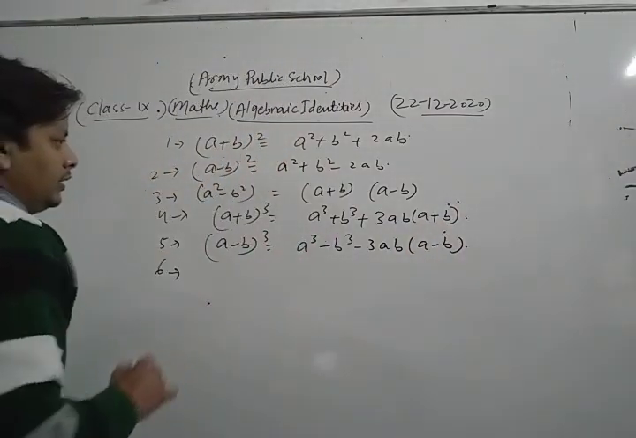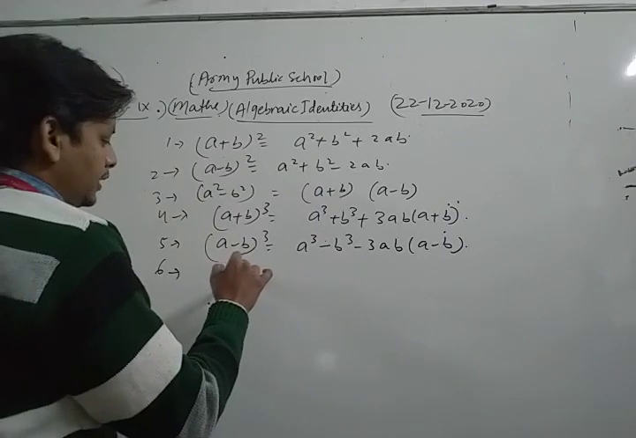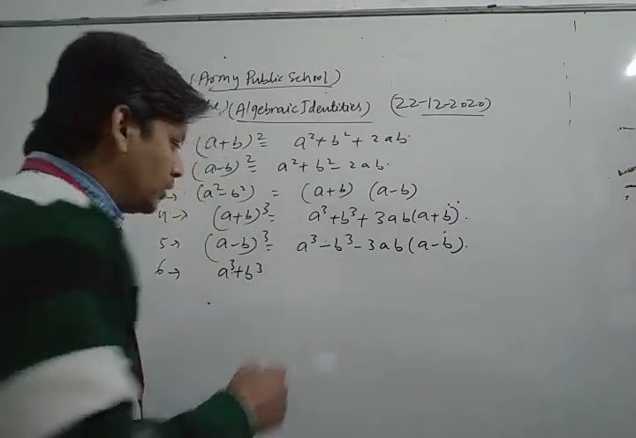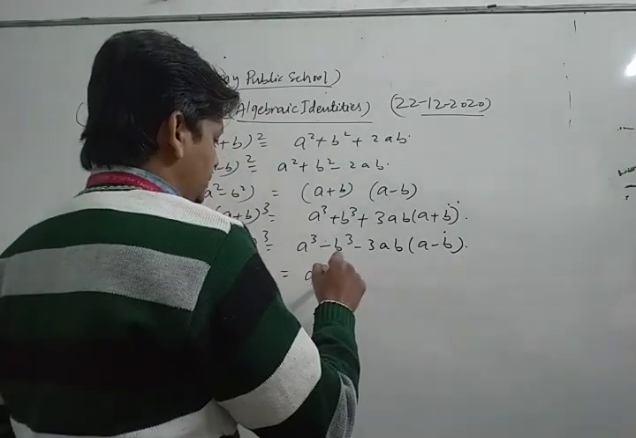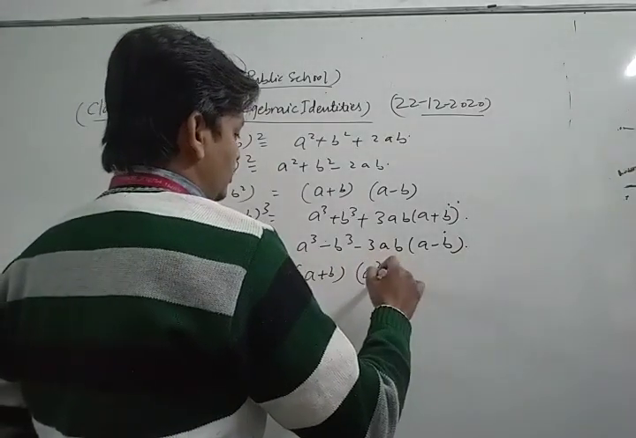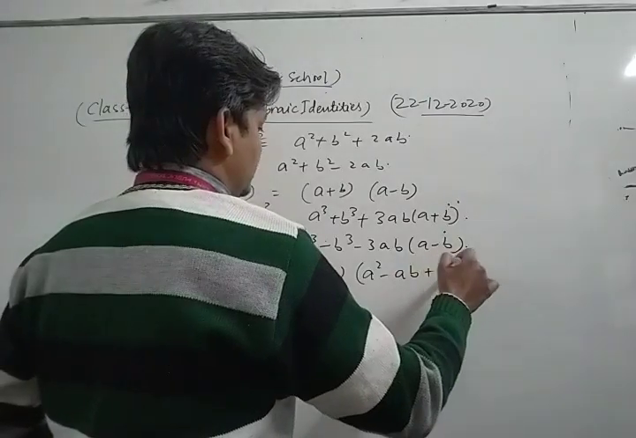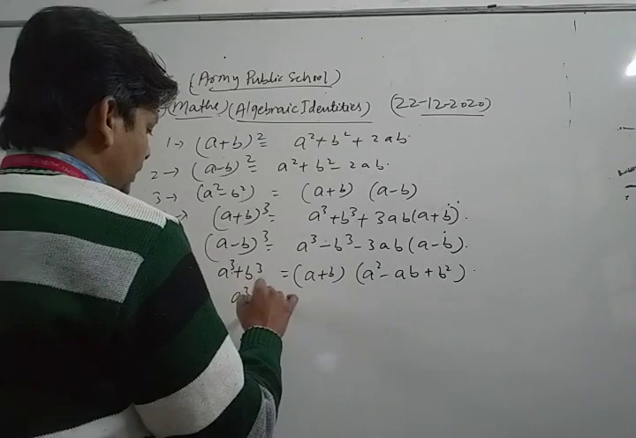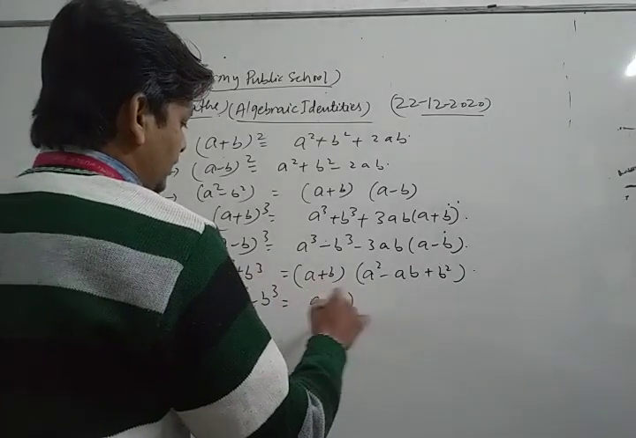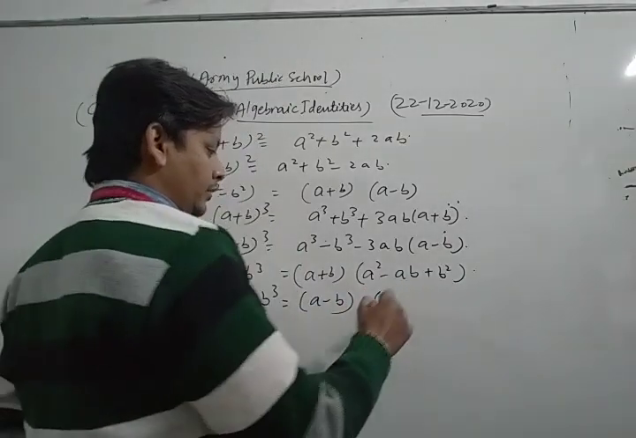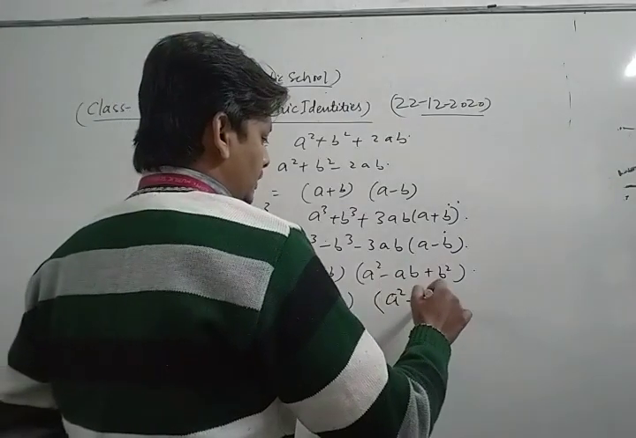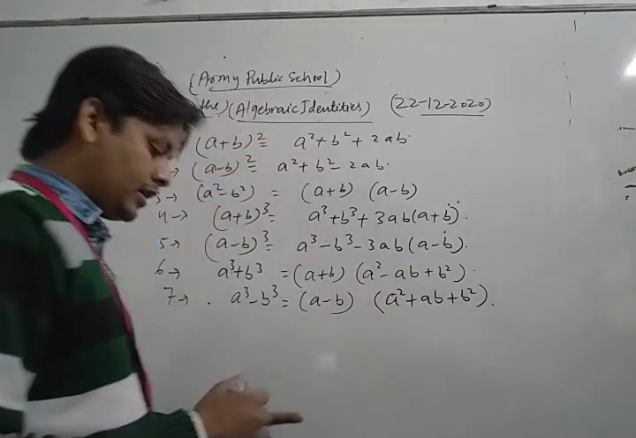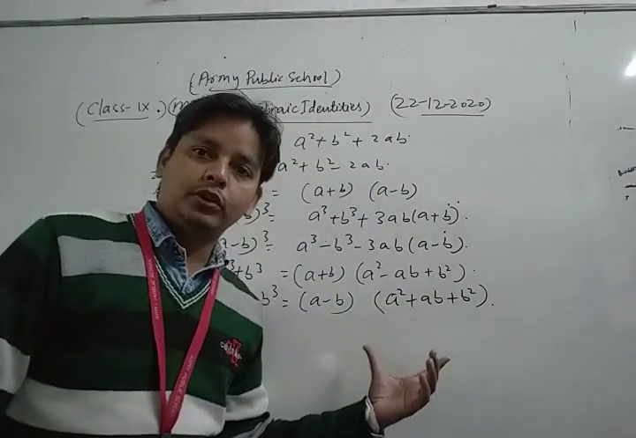Now the sixth one, dear students, is a cube plus b cube, which is equal to a plus b in one bracket, and in another bracket a square minus ab plus b square. Next one, a cube minus b cube is equal to a minus b in one bracket, and in another bracket we have a square plus ab plus b square. This is also a very important identity.